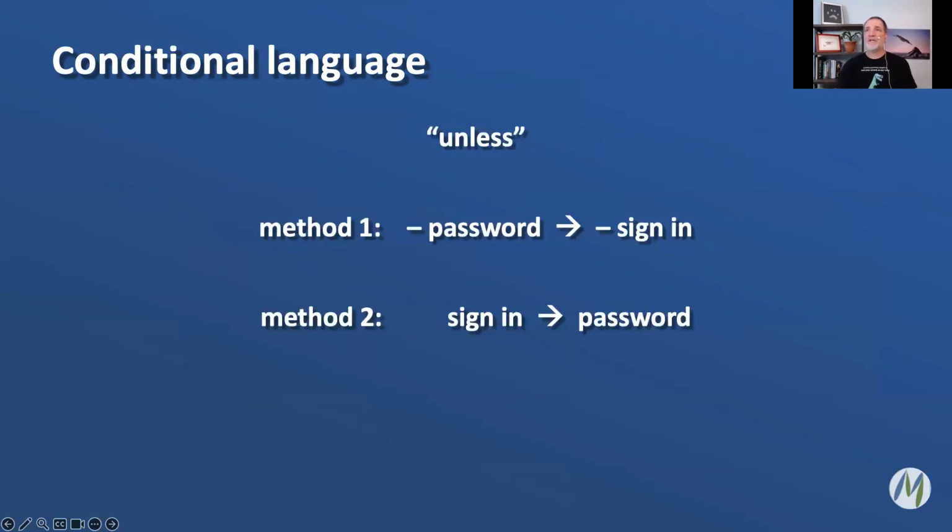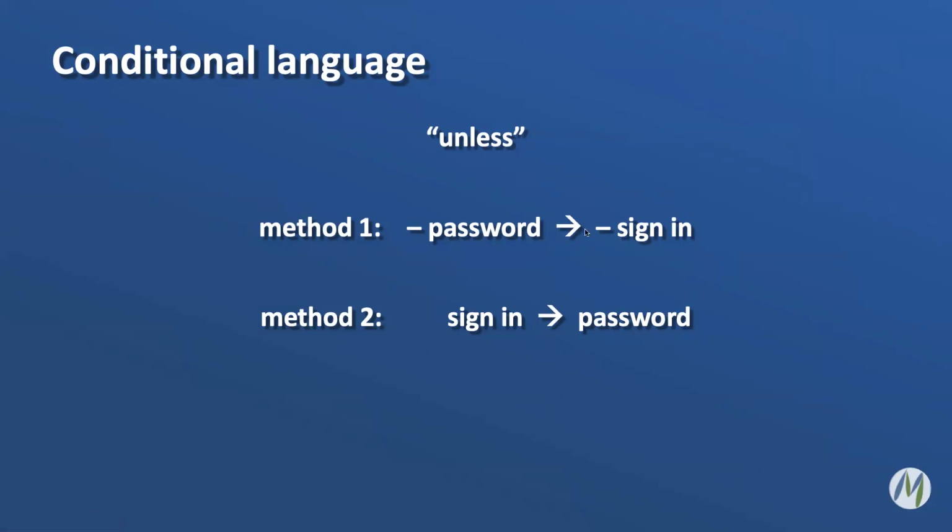The reason is because if you notice, when we use method one, we get this. If you don't have the correct password, then you can't sign in. If we use method two, we get if you do sign in, then you must have the correct password. What's the relationship between these two conditional statements? Put it in the chat window for 1,000 points if you remember. Contrapositive, right? Yeah, contrapositive.